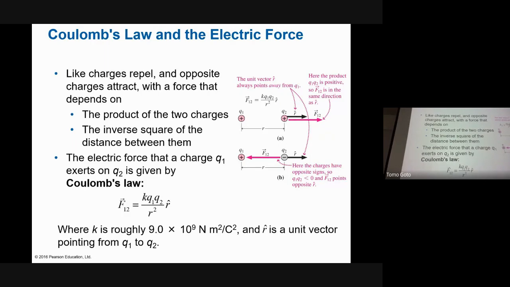I mean, you can see that already here. If the charges are of opposite sign, plus and minus, they attract each other, right? But then the equation is going to be the same. Again, the closer, the bigger the force, and if the charge is larger, then the force is larger. Nothing complicated.